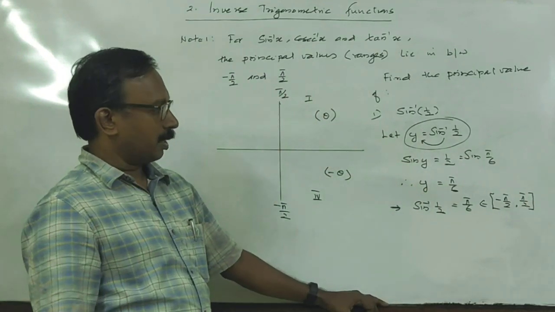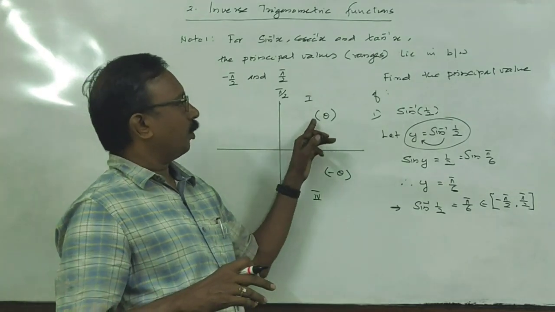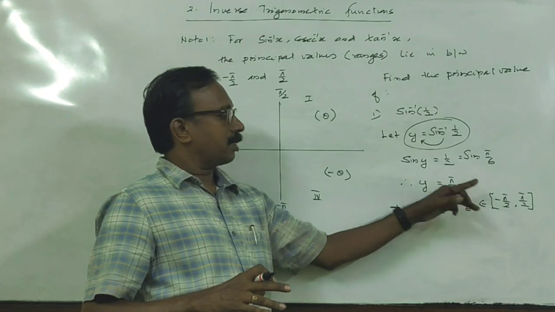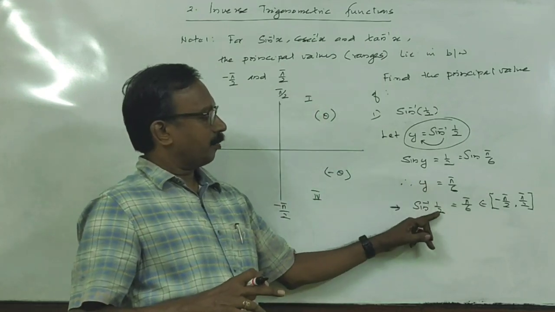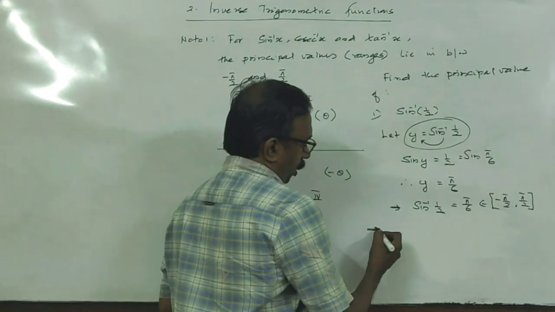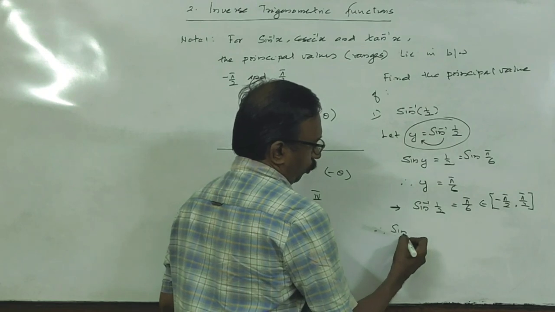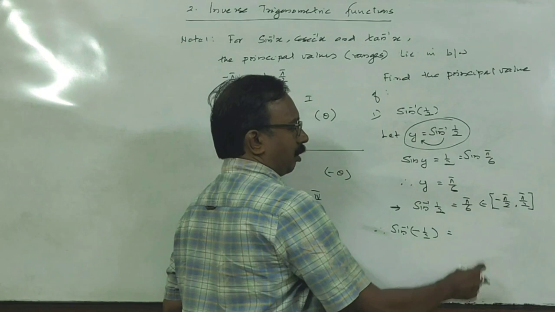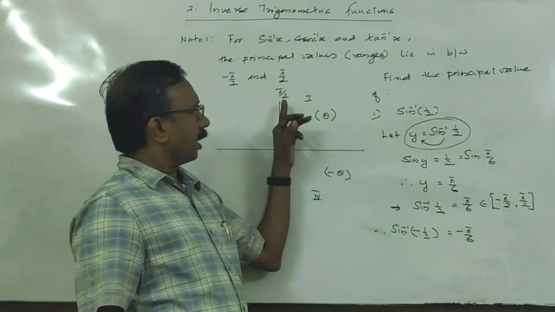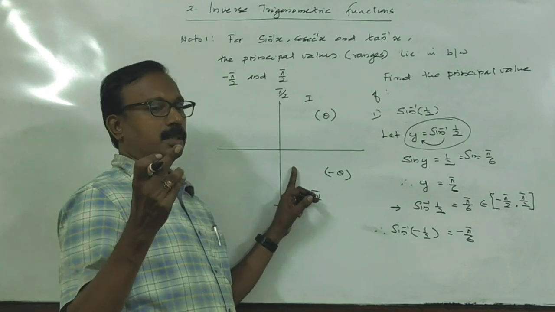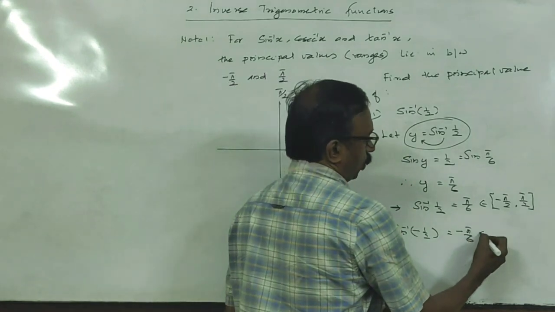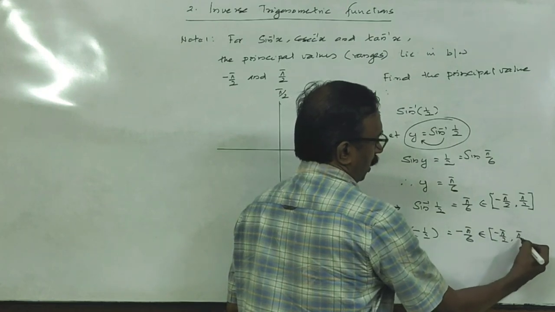Sine inverse half is pi by 6. Now, if you know the value of sine inverse half, that is, if x is positive, then the principal value is pi by 6, that is in the first quadrant. If x is negative, then the principal value lies in the fourth quadrant, that is minus theta, isn't it? So we can easily find, therefore, sine inverse minus half is minus pi by 6. If sine inverse half is theta, sine inverse minus half is minus theta. Similarly, if sine inverse 1 by 2 is pi by 6, then sine inverse minus 1 by 2 is minus pi by 6, which is also lying between minus pi by 2 and plus pi by 2, isn't it?